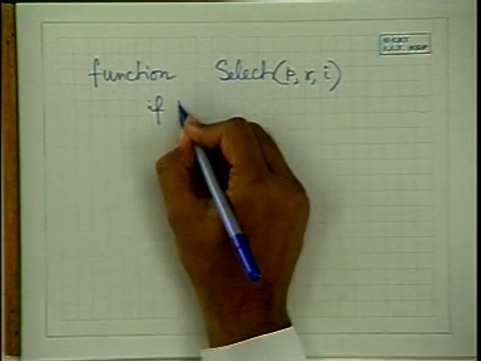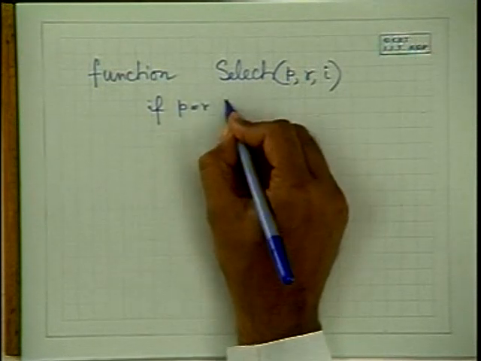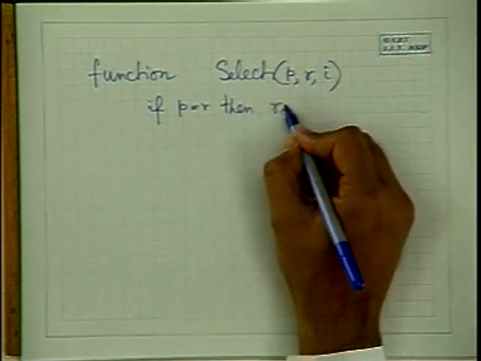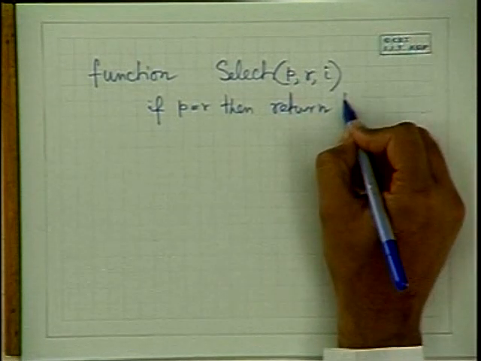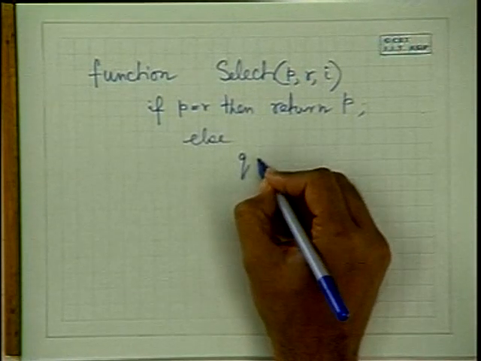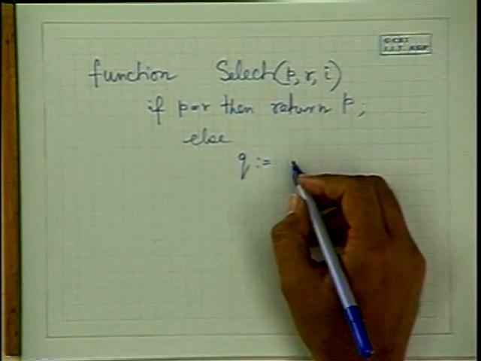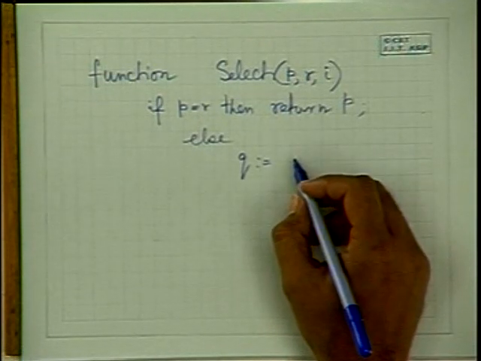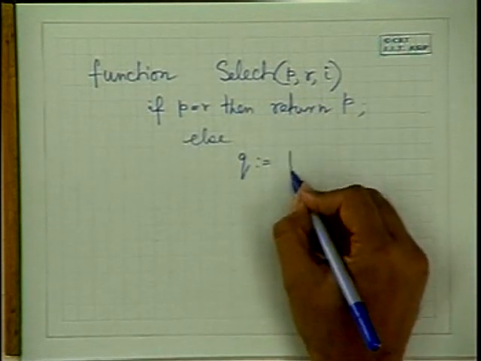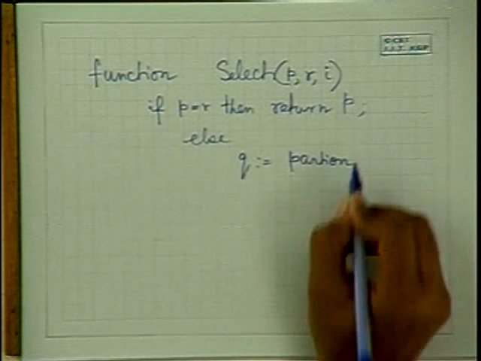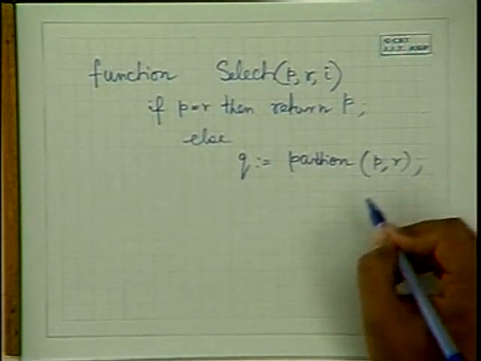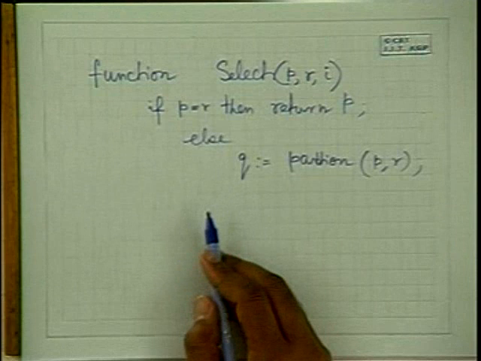Now first, if p is equal to r, what should you do? If p is equal to r, then we return basically p. Else, what we do, we partition the array. Remember we had the partition routine? I am going to use the same routine. It returns the index where it partitions the array. So q is equal to partition(A, p, r). So it will return an index where the array will be partitioned.